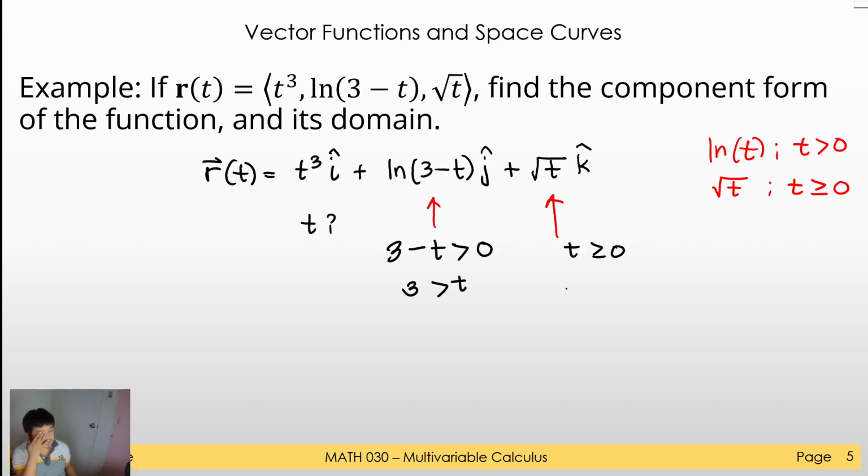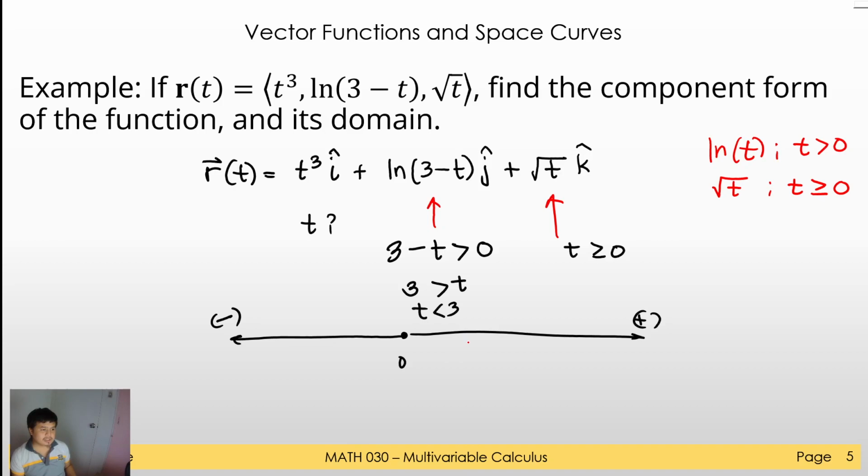So if you can imagine a number line of t, let's say this is 0. We have a number line here, this is the negative side, and this is the positive. Then therefore, t should be less than 3. This is the same thing.